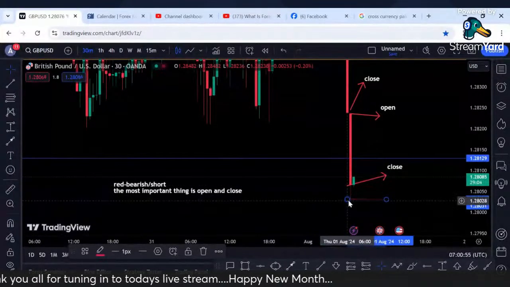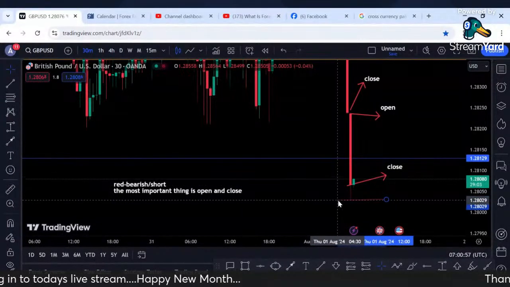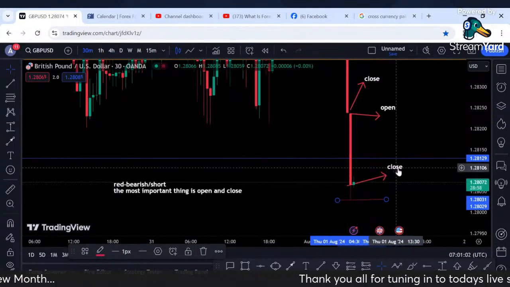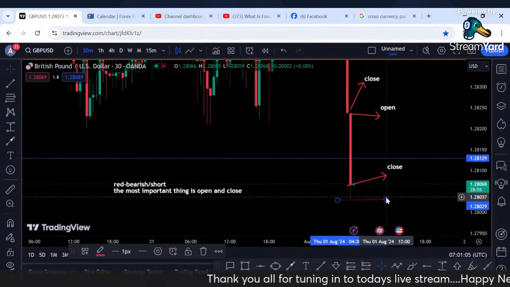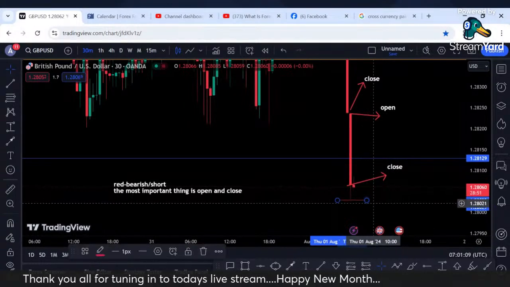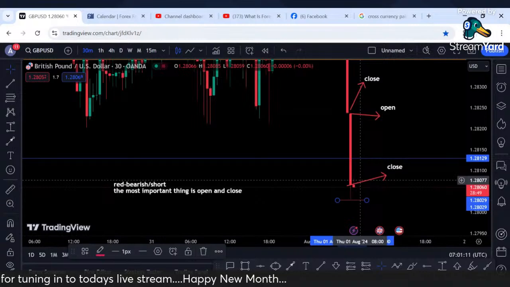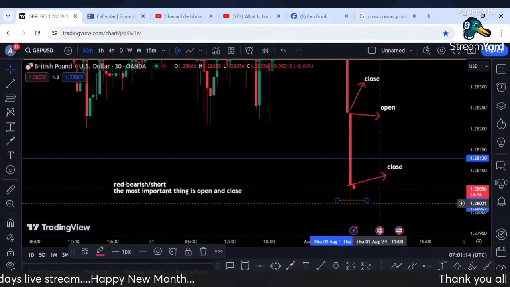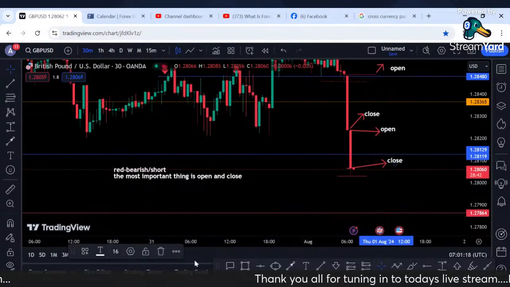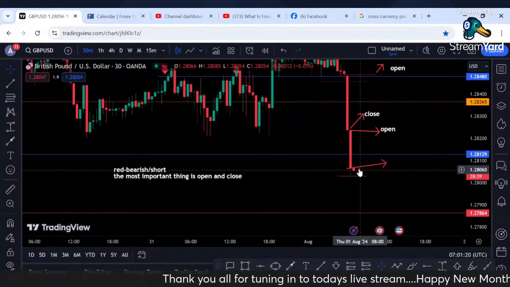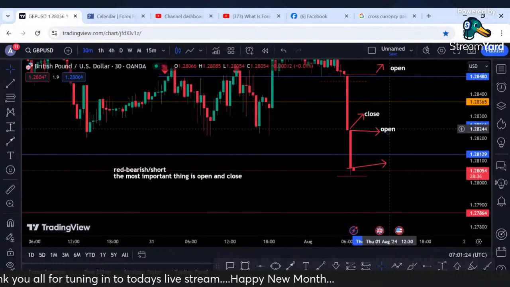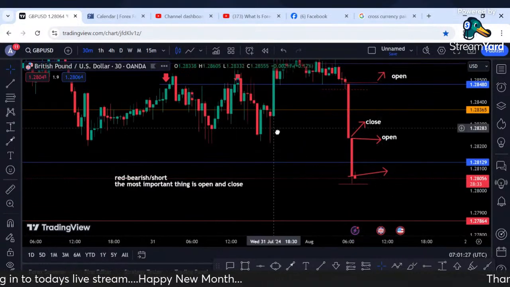This is where the market got to before it moved up. You get it? So this is going to be the closing price. This is the lowest price, as in the lowest level price this candle got to. So please take note of that. The color of the candles doesn't matter. I can make this one white, but the most important thing is you being able to tell. So this is the bearish candle.